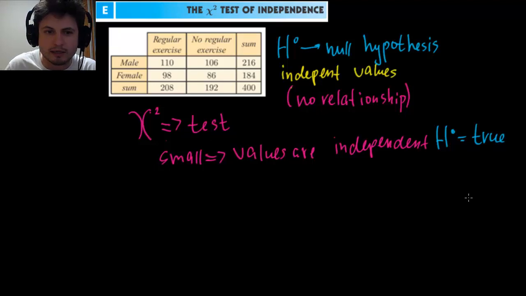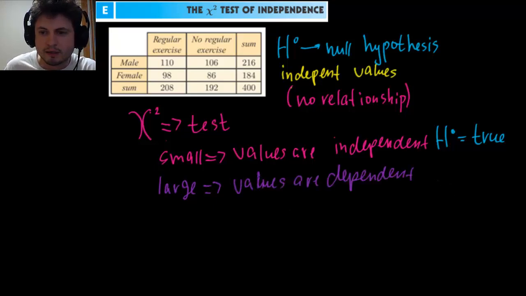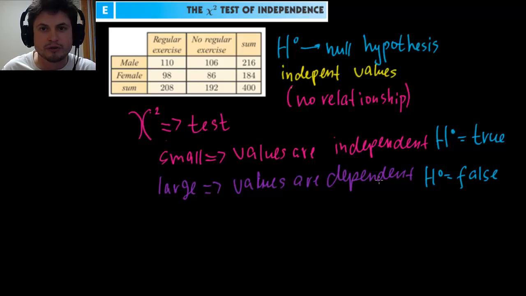If, however, it is a large value, and there's a specific number we'll be looking at, but if it's a large value, then the values are dependent. Or our null hypothesis is not true, it's false, it's rejected. We reject our hypothesis, so there must be a relationship between gender and exercise. So let me show you how they did this in the book manually. And we don't actually have to do this manually in Math Studies, but you may have to do this in university later on. But for now, we're just going to be using our calculator.